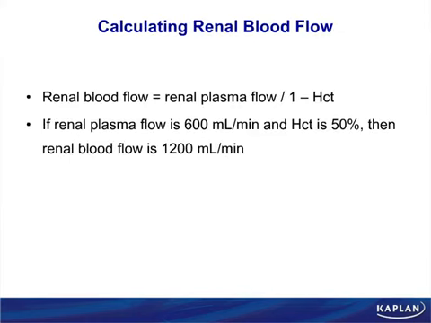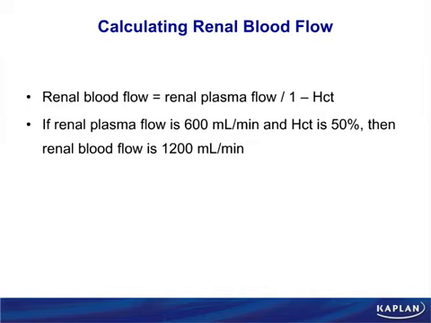Calculating renal blood flow. This is an equation that you should be familiar with for step 1. Renal blood flow is equal to renal plasma flow over 1 minus hematocrit. So what they might do here is make you calculate the effective renal plasma flow using the clearance of PAH, and then they'll give you the hematocrit and have you calculate the renal blood flow. So be familiar with this equation because they may ask you to calculate.